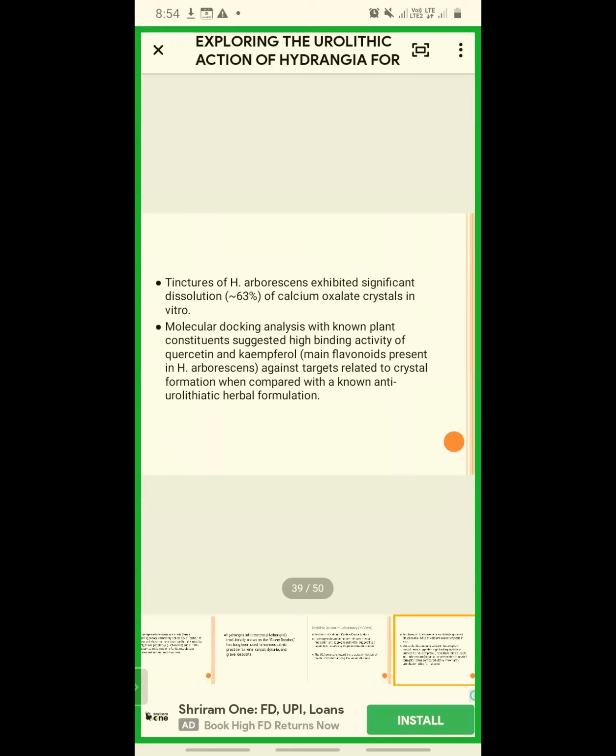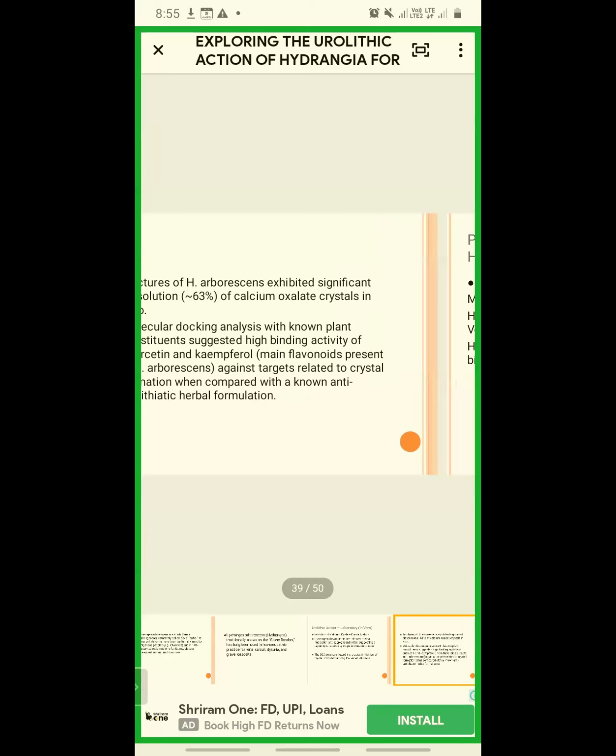There are many techniques available. One technique includes the molecular docking analysis. Molecular docking analysis is mainly done to find which plant constituent is acting more. So in the molecular docking analysis, the phytochemical constituents, that is the main constituents like quercetin and kaempferol, are the main flavonoids present in Hydrangea. These components have a very good anti-urolithic action for renal calculi.